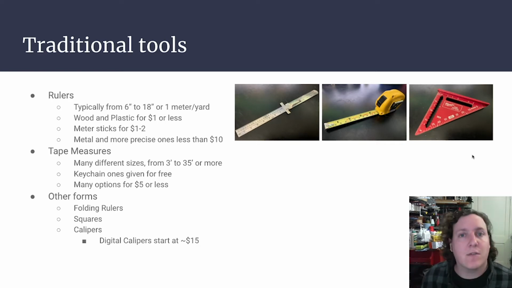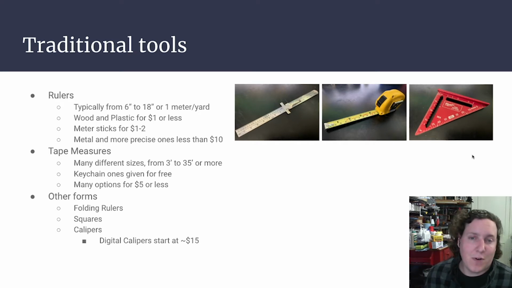Again, asking around is probably the best way to find some of these tools. And if you don't have them, again, inexpensive. Most stores have some type of ruler for just $1 or $2. Of course, you're going to pay more for the better, higher quality and the more precise, more accurate rulers that go down to smaller increments.